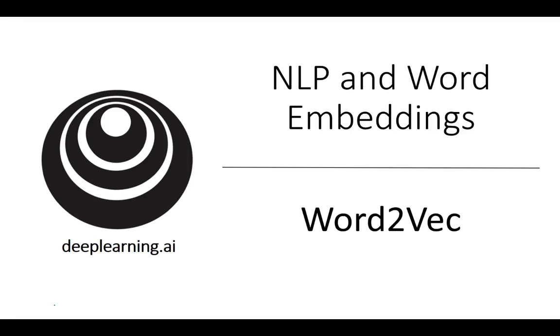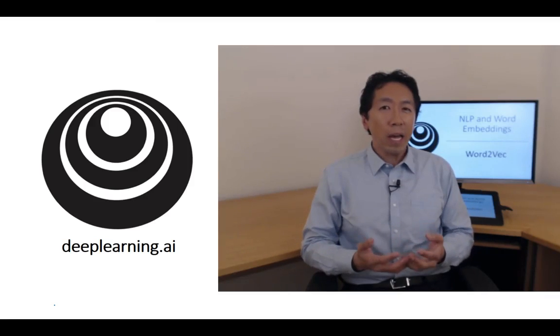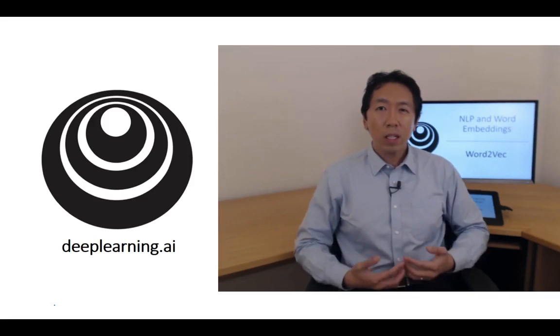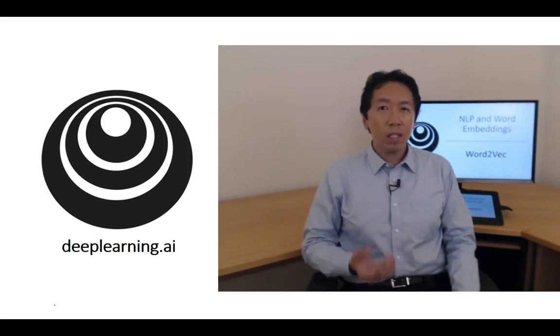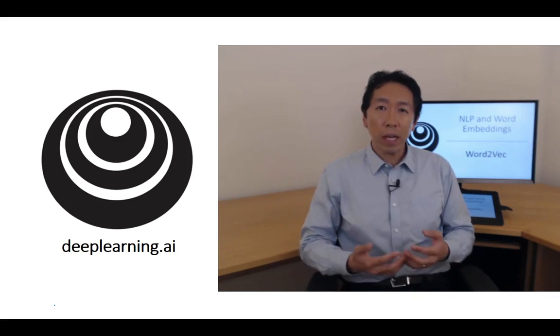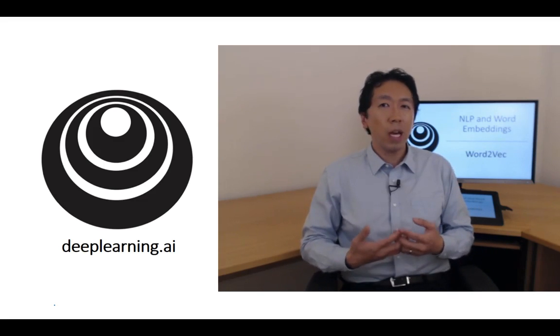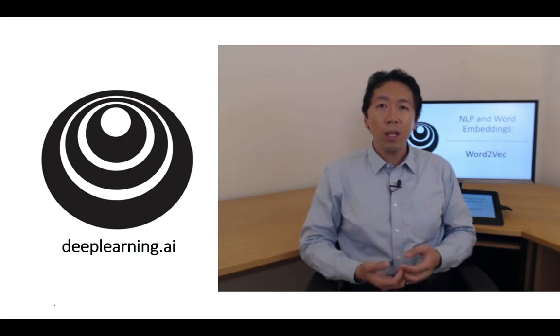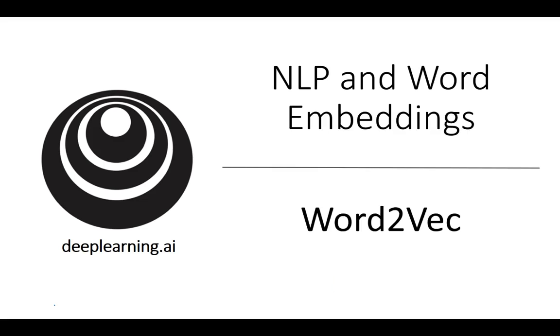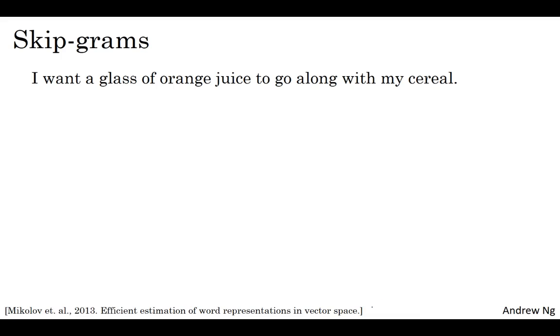In the last video, you saw how you can learn a neural language model in order to get good word embeddings. In this video, you see the Word2Vec algorithm, which is a simpler and computationally more efficient way to learn these types of embeddings. Let's take a look. Most of the ideas I present in this video are due to Thomas Mikolov, Kai Chen, Greg Corrado, and Jeff Dean. Let's say you're given this sentence in your training set.